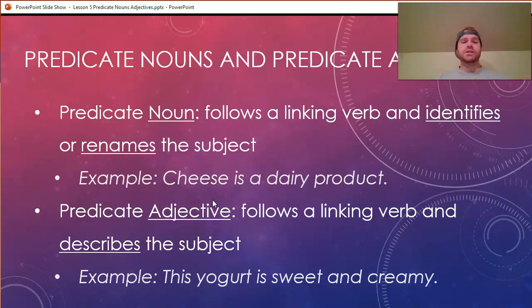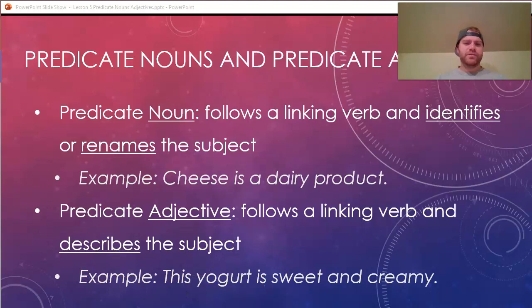What is cheese? Cheese is a product, or cheese is a dairy product. Again, because dairy product is a noun, we're going to treat that as a predicate noun. Predicate adjectives work the same way. They follow a linking verb, but instead of renaming the subject, instead of connecting a noun to a noun, what a predicate adjective does is it connects a noun to an adjective. It describes the subject. An adjective, we talked about this a little teeny tiny bit in our classes, is just a word that describes a noun.